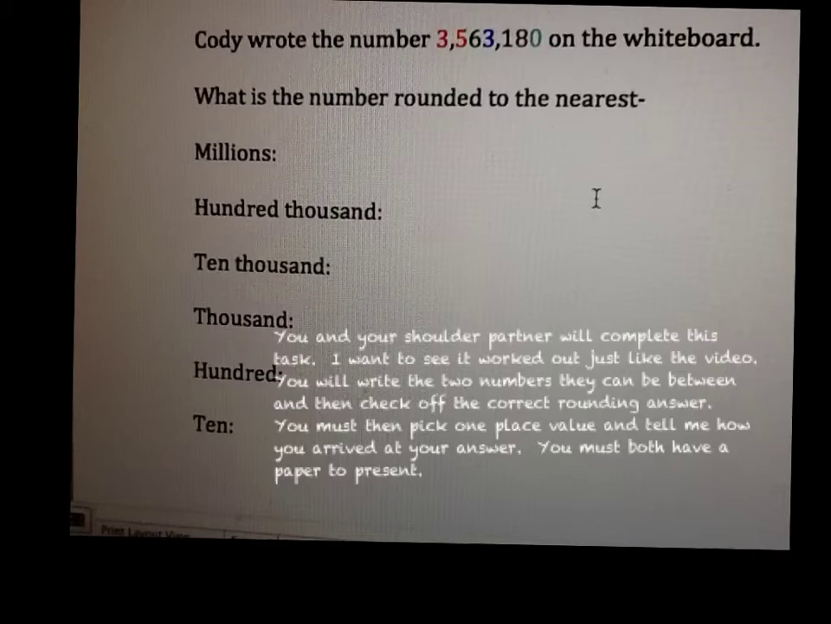You and your shoulder partner will now complete this task. You will both have papers to actually present to me or in the class to justify your answer. So go ahead and stop the video, and you and your shoulder partner will now work together.